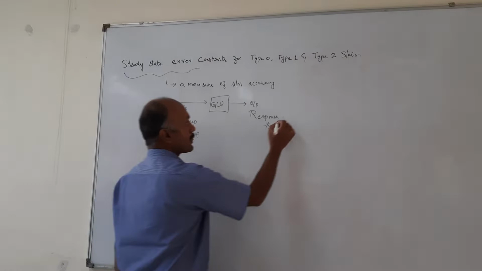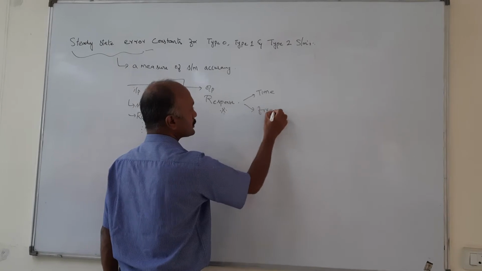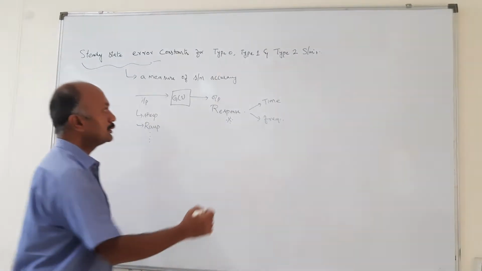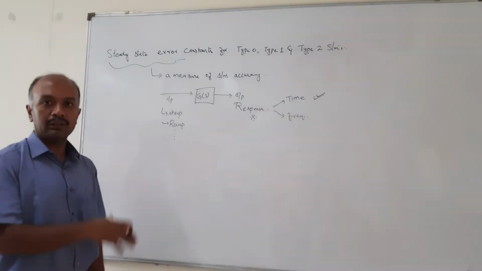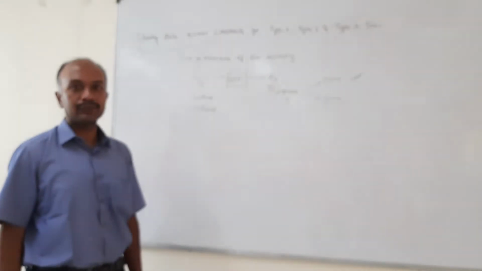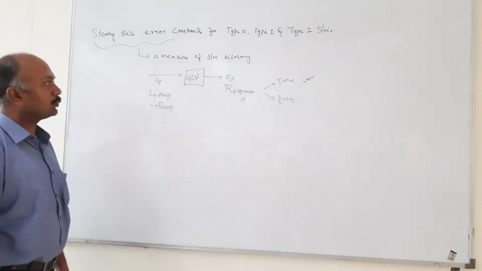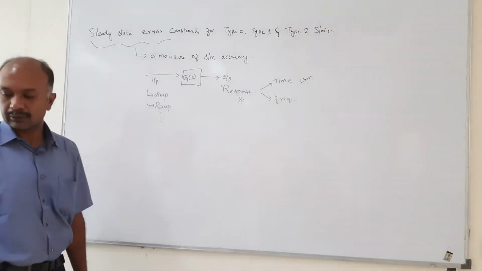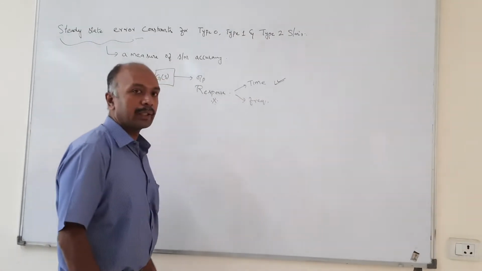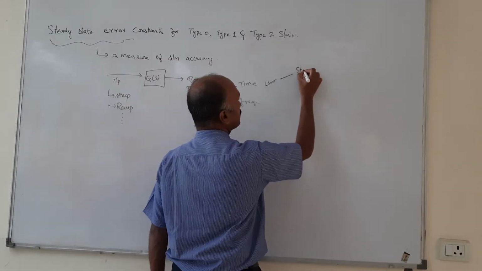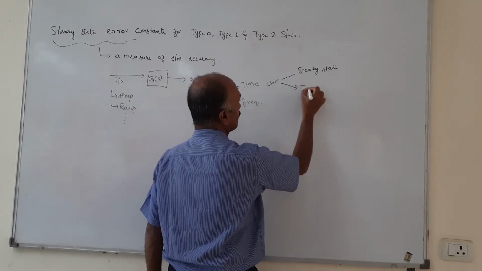This response may be a time domain response or it may be a frequency domain response. We are going to handle the time domain response, and we will calculate it by using the transfer functions. Now let me give you a larger picture of what kind of systems you will be having. When you are using a time domain response, it can be a steady state response or it can be a transient response.